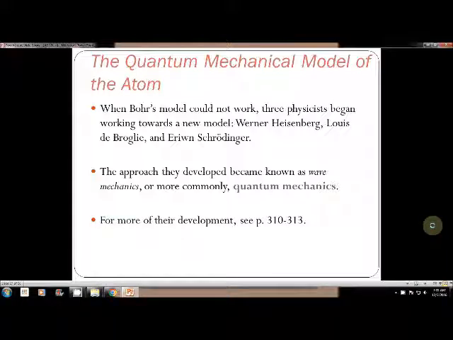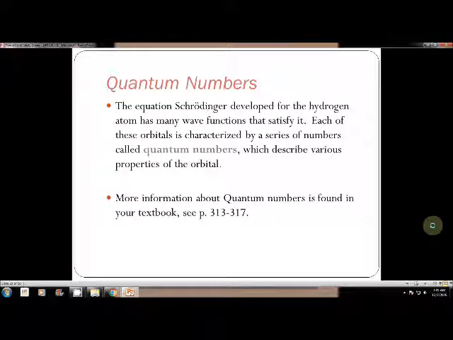For more information about what they did, see pages 310 to 313 in your textbook. We don't really need to get into the calculus and all of that kind of thing that they used to solve this, but it is there in your textbook if you're really interested. This equation that Schrödinger developed for the hydrogen atom had many wave functions that satisfied it. Each of these orbitals is characterized by a series of numbers called quantum numbers, which describe various properties of the orbital. For more information about quantum numbers, refer to pages 313 to 317 in your textbook.